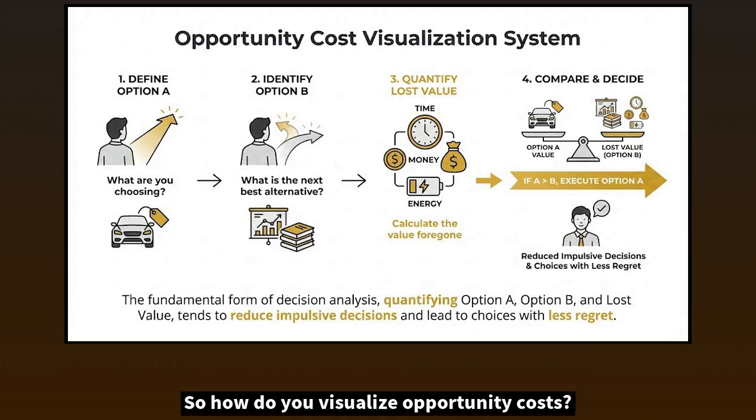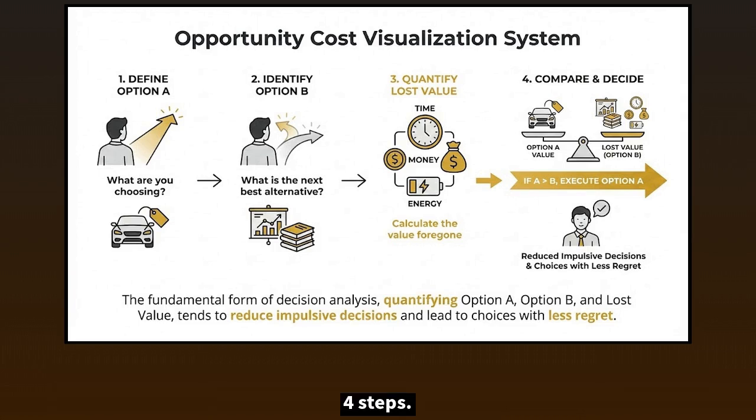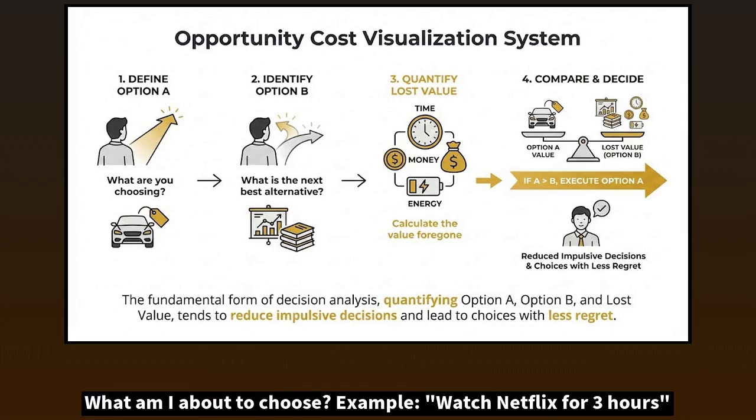So how do you visualize opportunity costs? Use a self-made matrix following the basic form of decision analysis: list alternatives, then evaluation criteria, then comparison. 4 steps. Step 1. Clarify option A. What am I about to choose? Example, watch Netflix for 3 hours.